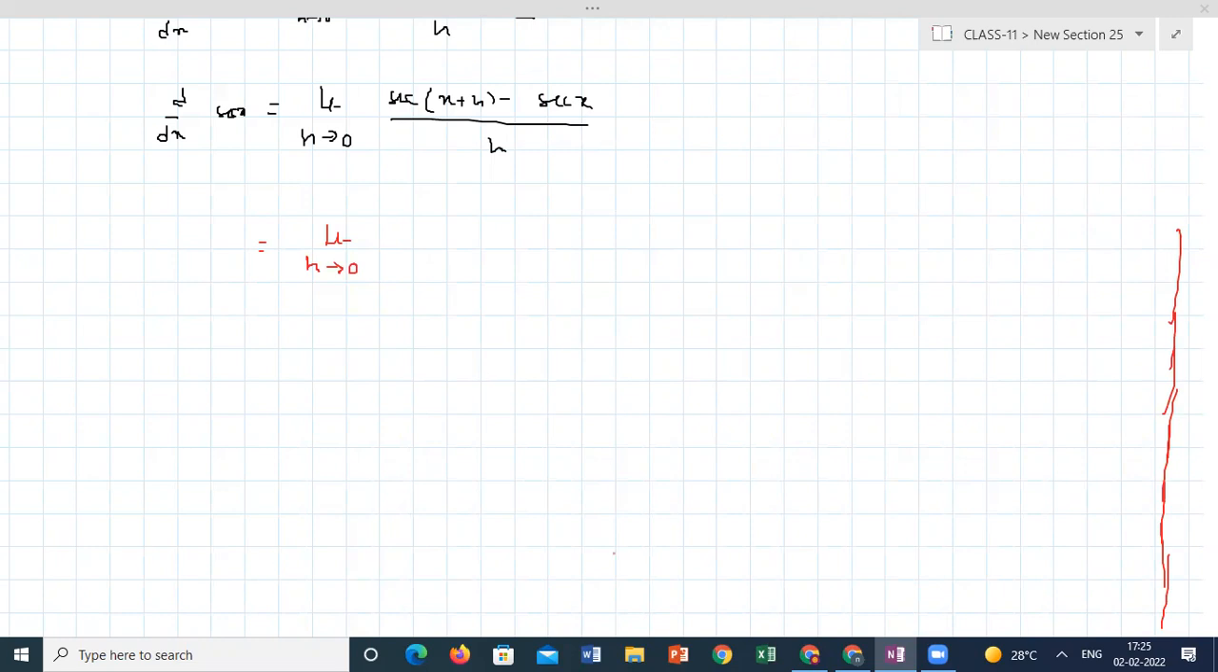Convert to cos. Any alternate method other than this?